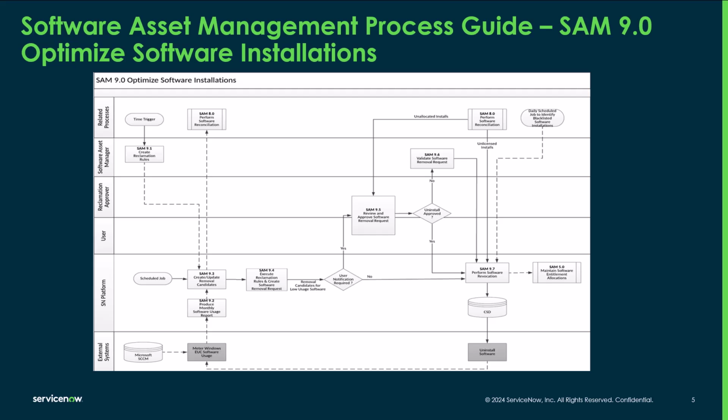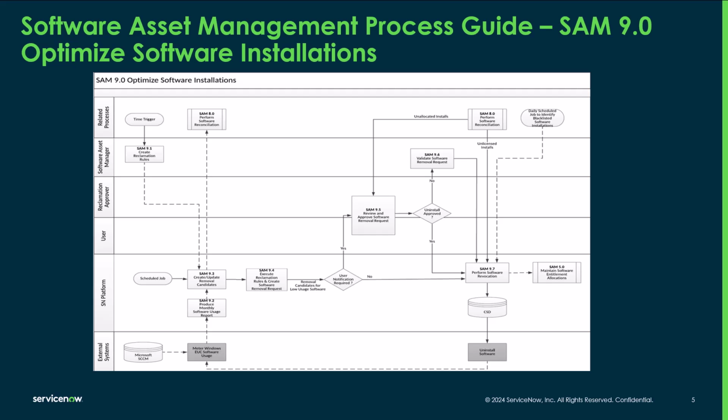This is the Software Asset Management Process Guide, SAM 9.0, the Optimized Software Installation Process. If you don't have a copy of the SAM Process Guide, I definitely recommend you go take a look at that and download a copy for yourself. The process guide can be found on the Now Create website, which is part of Now Learning. So I definitely recommend going out there, looking for SAM Process Guide, and getting a copy of this.